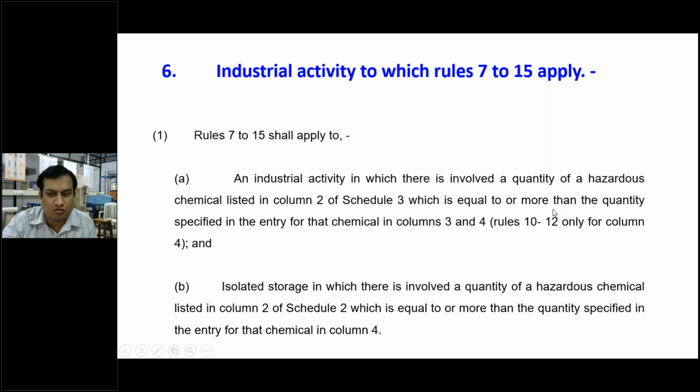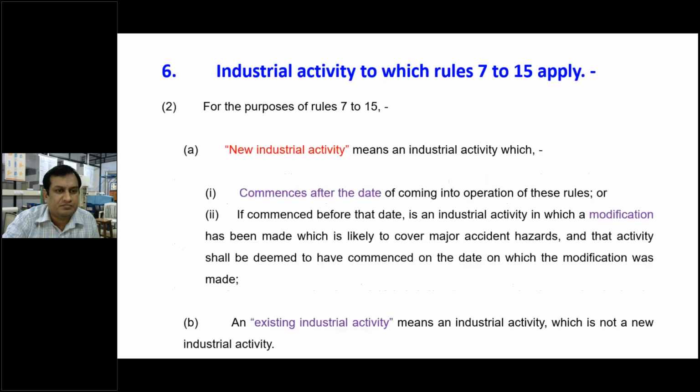So rules 10 to 12 apply only for column 4, and isolated storage in which there is a quantity of hazardous chemicals in column 2 of schedule 2, which is equal to or more than the quantity specified in the entry of that chemical in column 4. So we have to observe what exactly column 2 of schedule 3, and columns 3 and 4 of these schedules, and rules 10, 11 and 12 are, so that you can understand what exactly this rule is and how it is applicable to rules 7 to 15.